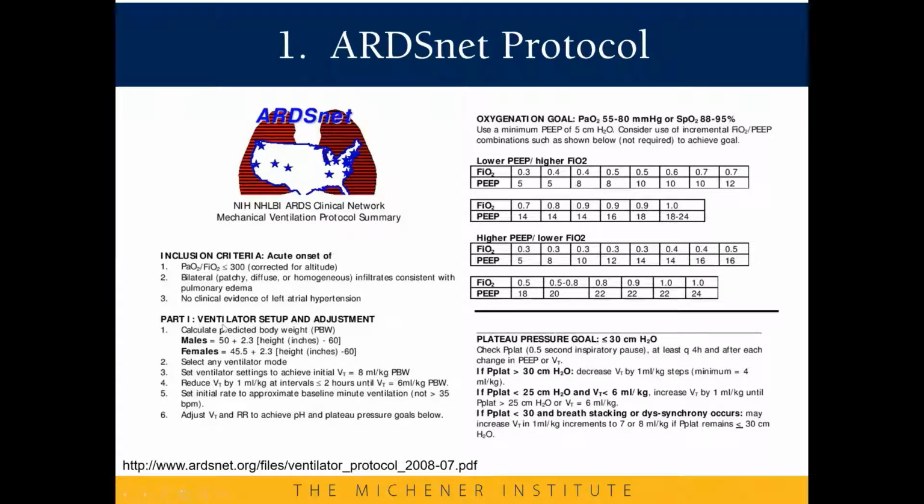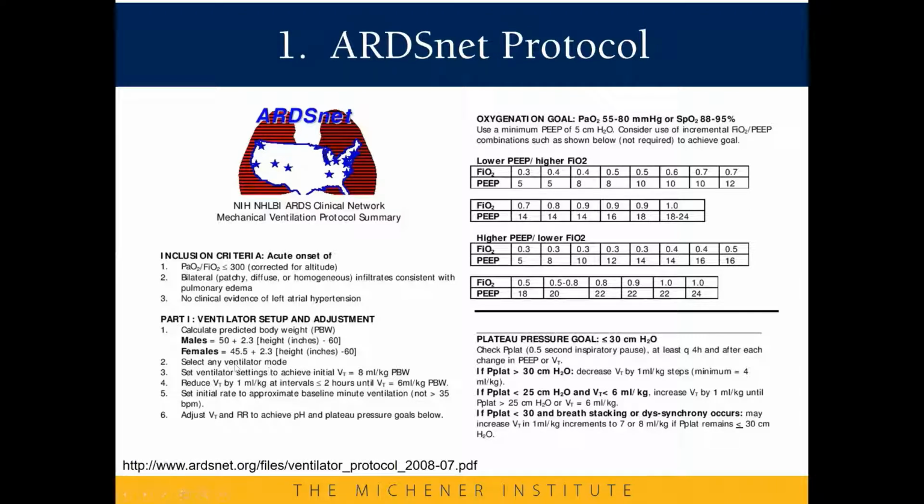So in order to set up the patient, you are going to calculate their predicted body weight. So you can see here, you have the calculation for males, and you notice that the height is in inches, okay? And then you have your formula here for females, again, height being in inches, so you need to be able to convert into inches.